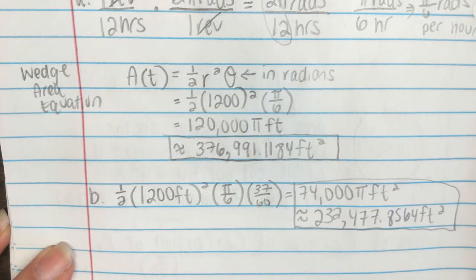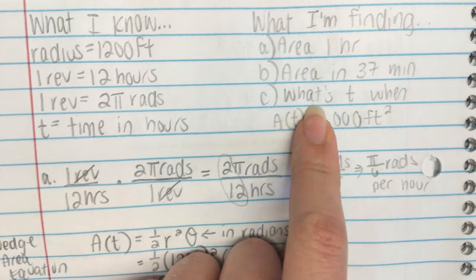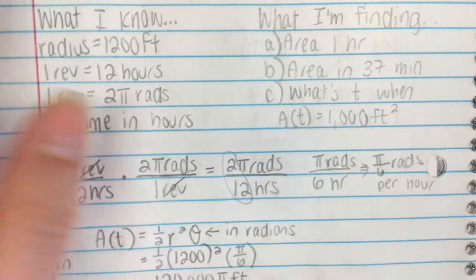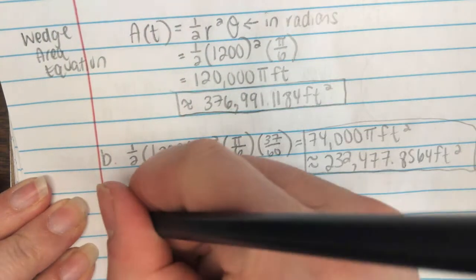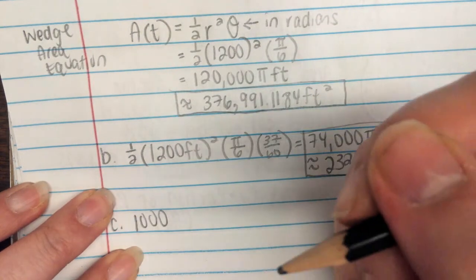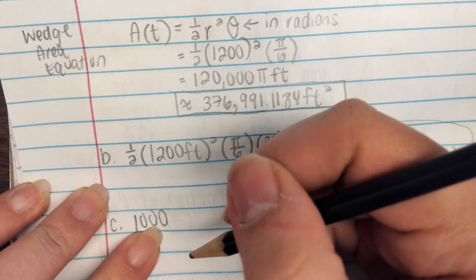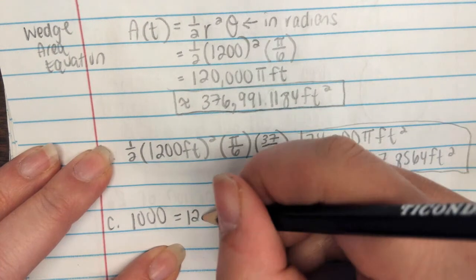For part C, how much time is required to drip irrigate 1,000 square feet? So what I had basically rewritten this as is, what's T when A of T equals 1,000 feet squared? So for this, I would set up, right, they want to know what's the time when it's 1,000 square feet that's been measured, right? So I'm going to go ahead and take my equation here.